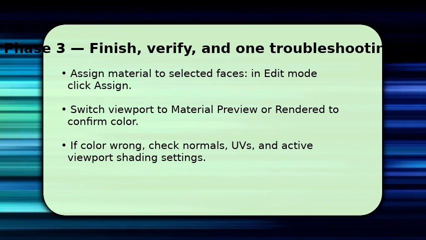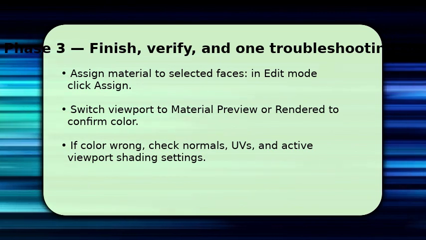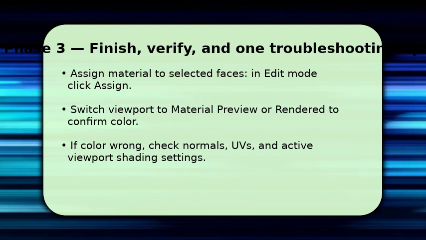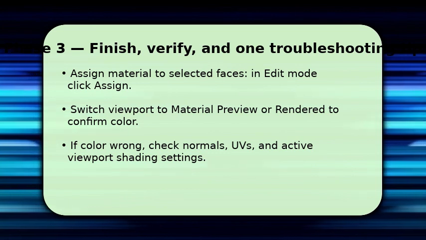If the color seems off, inspect normals, flip them if inverted, and check UVs or image textures that might override base color. Also confirm you're not in vertex paint or using a different material slot. One quick troubleshooting tip. Recalc normals by selecting all and using Recalculate normals to fix invisible color issues.